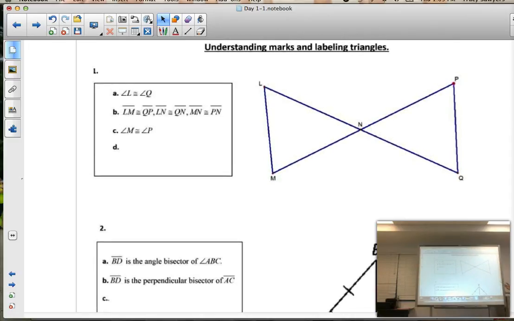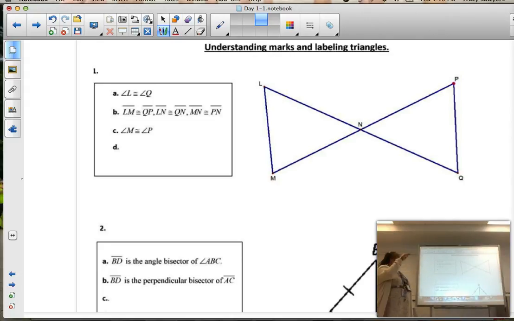This will help you learn how to take information that you're given in a question or problem and apply it to a diagram, which is what geometry is all about. Can someone please read me what letter A says? Because that's geometry. What does letter A read, Marlon? Angle L is congruent to angle Q. Okay, now when I see angle L is congruent to angle Q, I want to make a mark. Does anybody know what kind of mark we put on the diagram to show that angles are congruent?